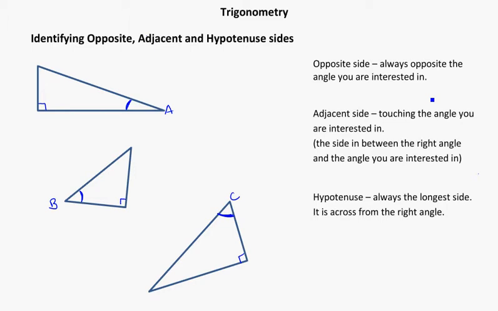So when we're looking at trigonometry, there's a few key things that we need to be able to do, and one is to be able to identify the opposite, adjacent, and hypotenuse sides of a right angle triangle. To highlight that real quick, I want to remind you guys that trigonometry only works with right angle triangles. So make sure you don't use it on a non-right angle triangle.